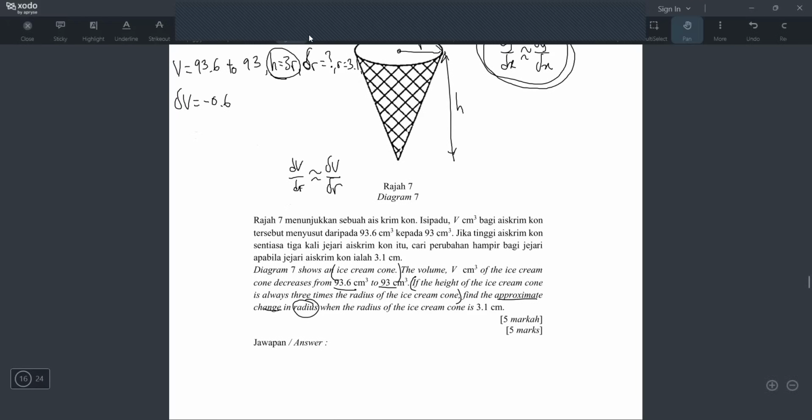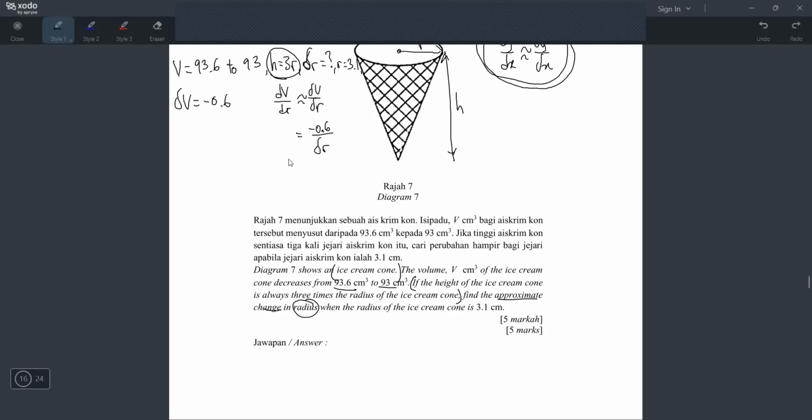So wait, let me write this thing again here. dV/dr is almost equal to delta V over delta R. Okay, this one we erase. Let's put in the information that we have first. First of all, delta V we already have, negative 0.6. I will write it on top. Delta R I don't have, because this is what they want you to find, right? That's why I put a question mark. So this is the final answer. This is what I need to find at the end.